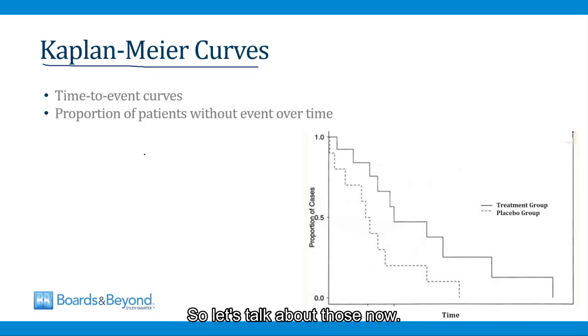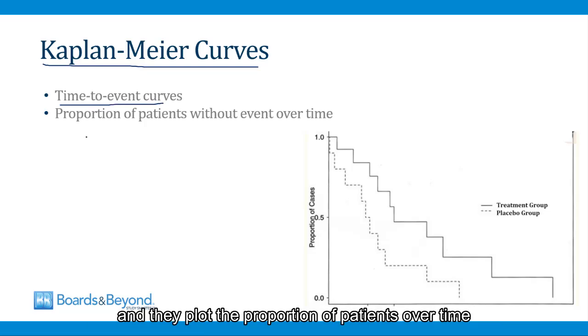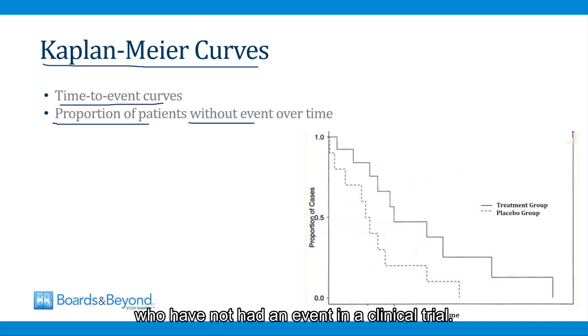Kaplan-Meier curves are a very popular way to show the outcome of a clinical trial, so let's talk about those now. Kaplan-Meier curves are also called time to event curves, and they plot the proportion of patients over time who have not had an event in a clinical trial.